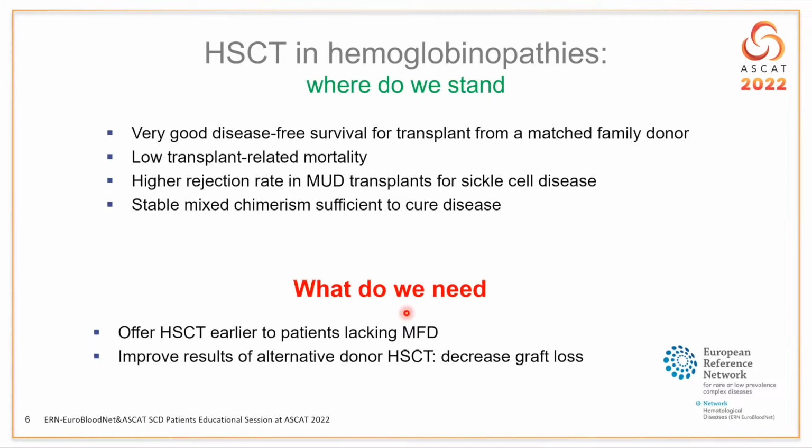So what do we need now? We need to be able to offer an early stem cell transplantation also for patients lacking a matched family donor. And we need to improve our results with alternative donors. Especially we need to decrease the risk of graft rejection and of graft loss.